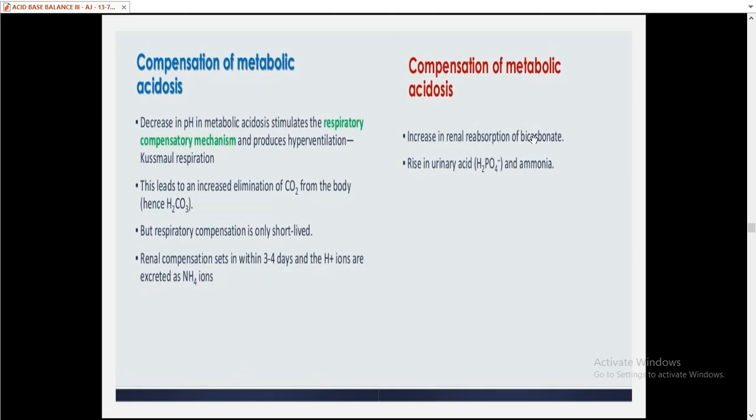Increase in renal reabsorption. What are the results of compensation of metabolic acidosis? There will be an increase in renal reabsorption of bicarbonate ions and a rise in urinary acid and ammonia production.